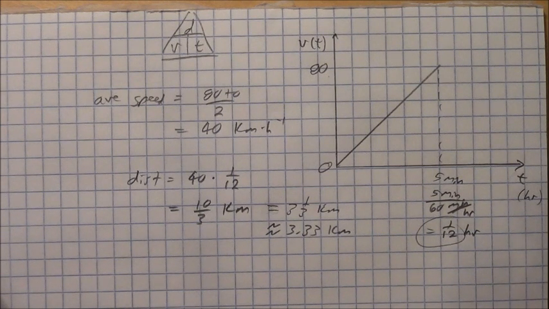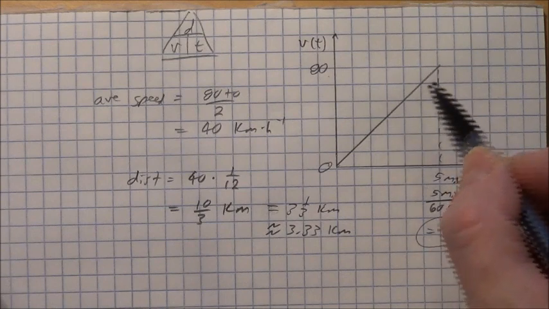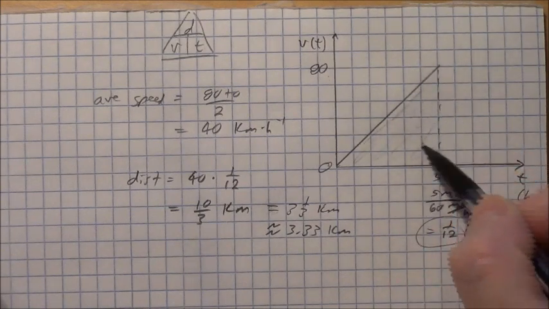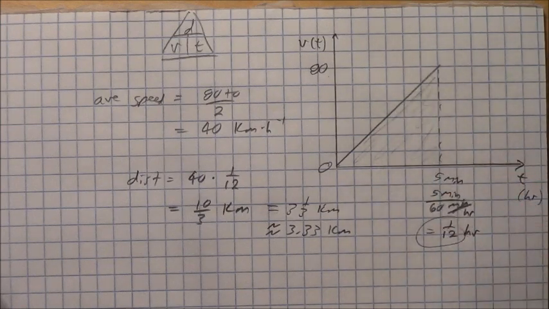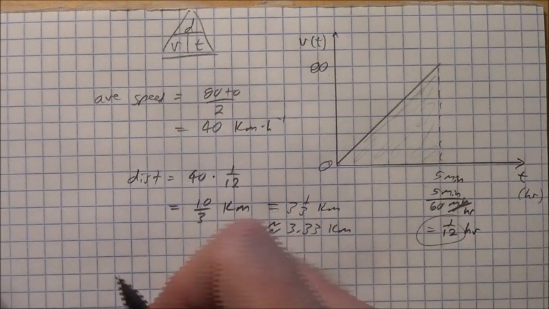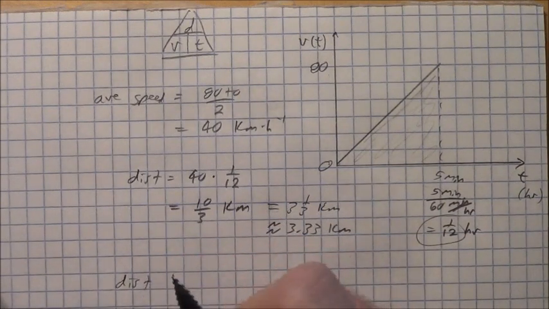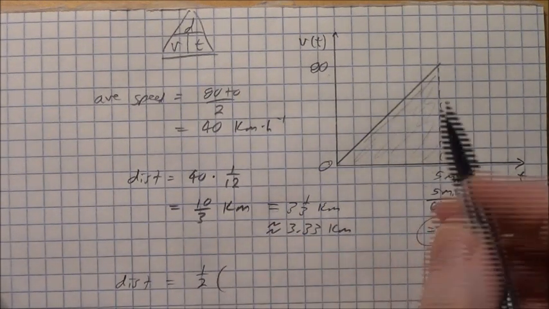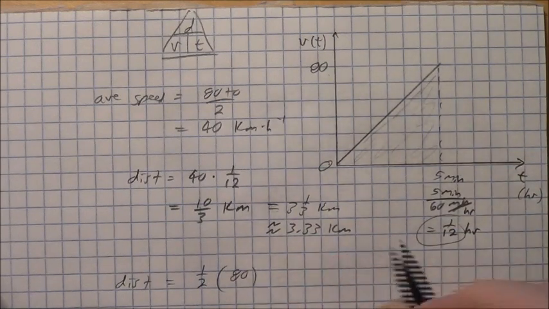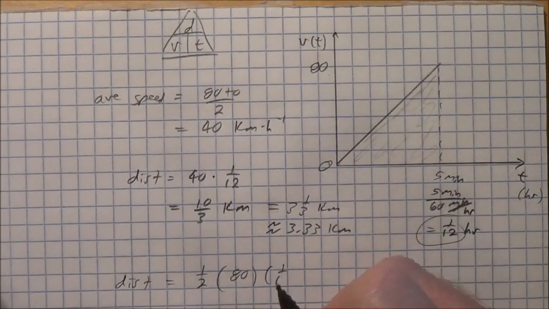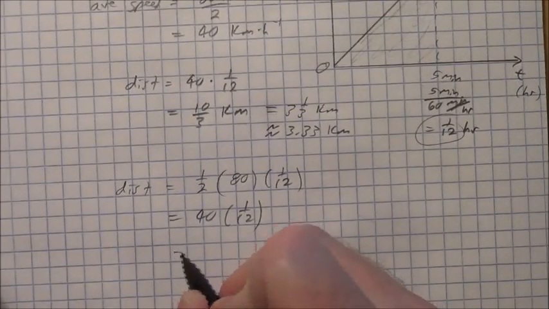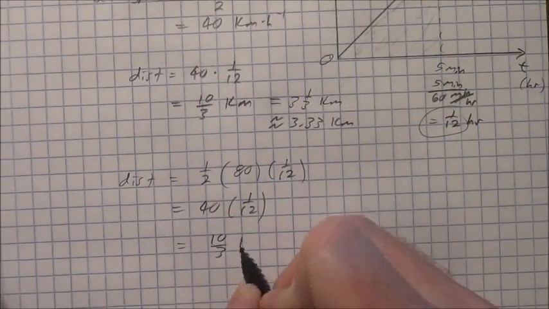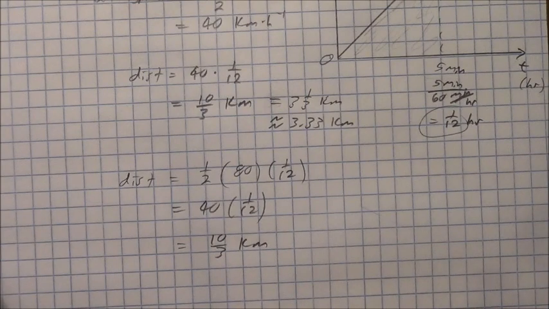If we look at this as area under the curve, we see a geometric relationship here. We have a triangle, so the distance is going to be 1/2 the height, which is 80, multiplied by the base, which is 1/12. Well, 1/2 of 80 is just 40, times 1/12. That gives us 10/3 kilometers, as we saw before.